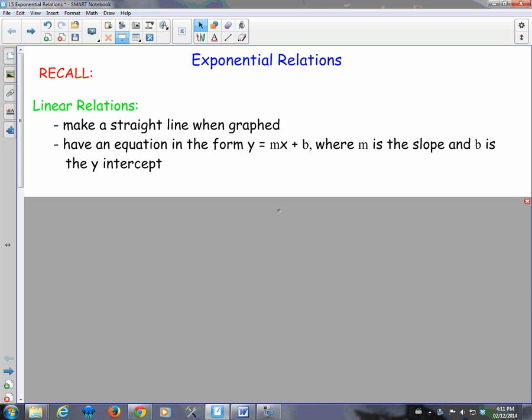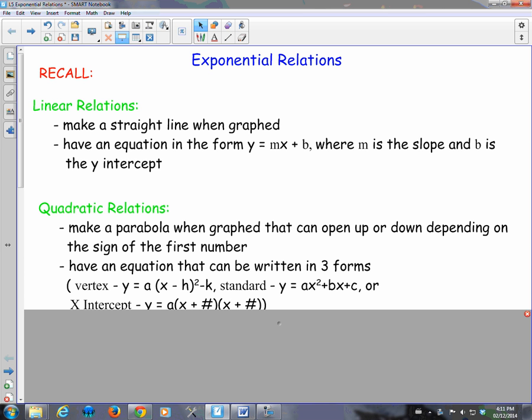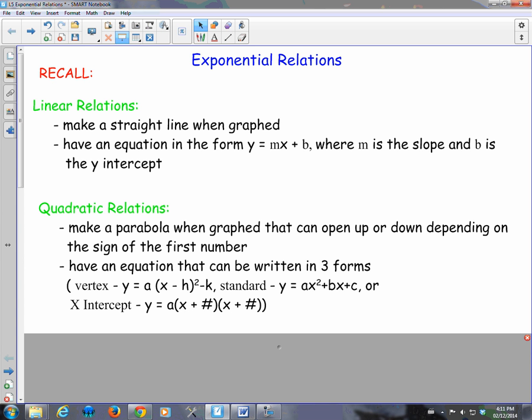The most recent type is the quadratic relation. Quadratic relations make a parabola when they're graphed, and the parabola can open up or open down depending on the sign of that a number. They have an equation that can be written in three forms: the vertex form, standard form, or x-intercept form. And that's what we just finished.